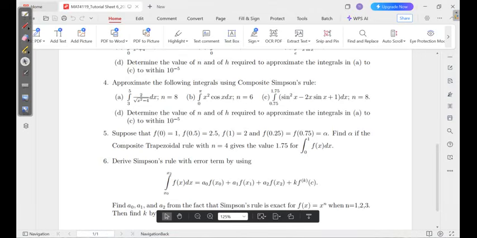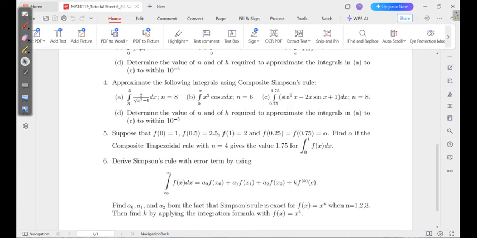So what we're going to look at in this video is question 5 of this worksheet under the topic numerical integration. Question 5 says, suppose that f of 0 is equal to 1, f of 0.5 is equal to 2.5, f of 1 is equal to 2, and f of 0.25 is equal to f of 0.75, which is equal to alpha. Find alpha if the composite trapezoidal rule with n equal to 4 gives the value 1.75 for the definite integral with lower limit 0 and upper limit 1, f of x dx. So our goal is to find alpha here.